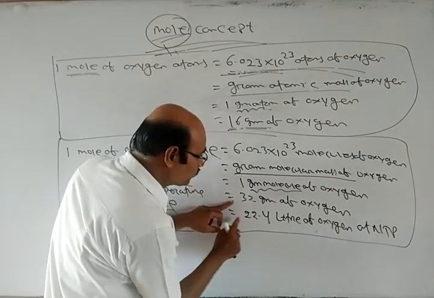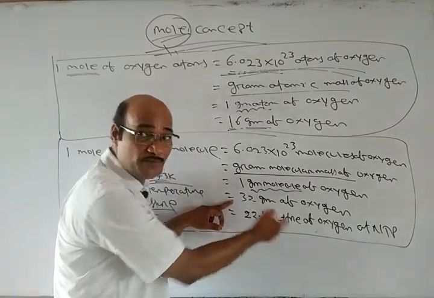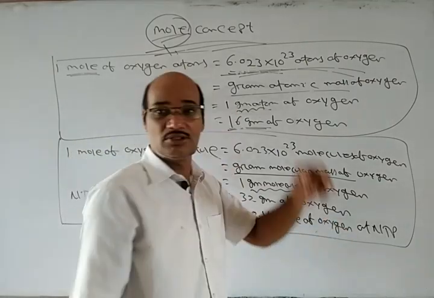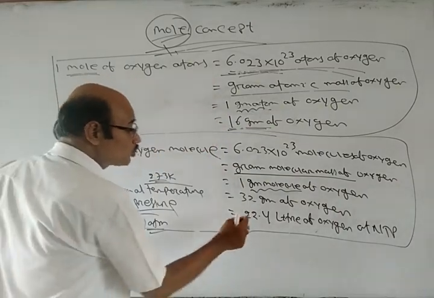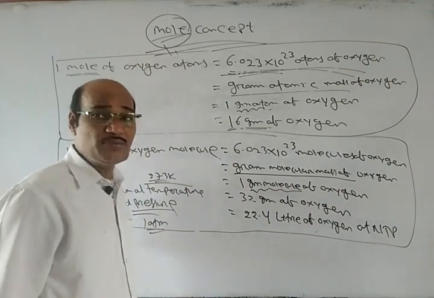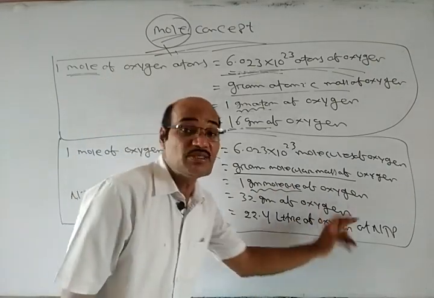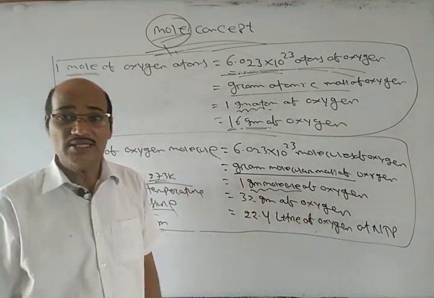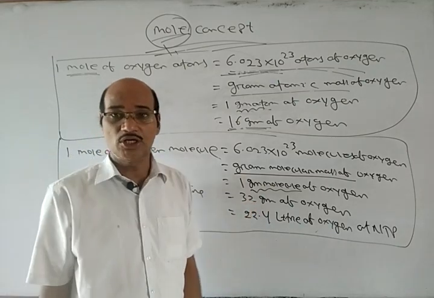So 32 gram is 22.4 liter, so 320 equals what? Into 10. Okay, as you know, 224 liter of oxygen at NTP. So 22.4 liter of oxygen at NTP is equal to 32 gram. So what is the mass of 2.24 liter of oxygen at NTP? 3.2 gram.